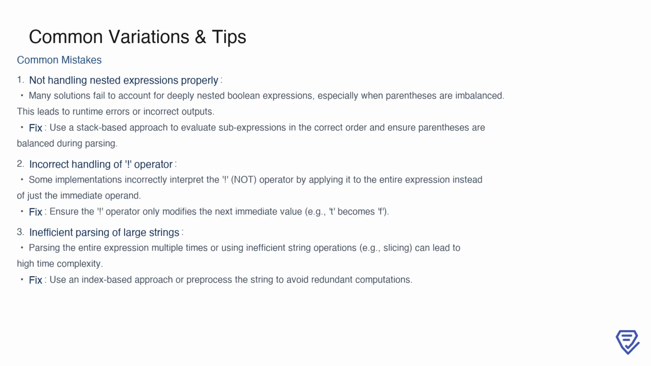Some implementations mistakenly apply the not operator to the entire expression instead of just the immediate operand. For example, instead of flipping only the next value, such as turning t into f, the operator might be applied too broadly. The fix here is to ensure that the exclamation point operator modifies only the next immediate value.